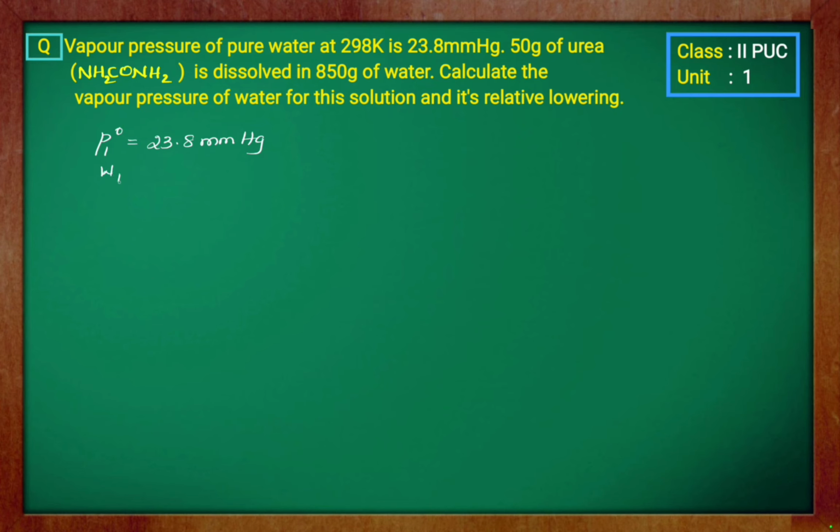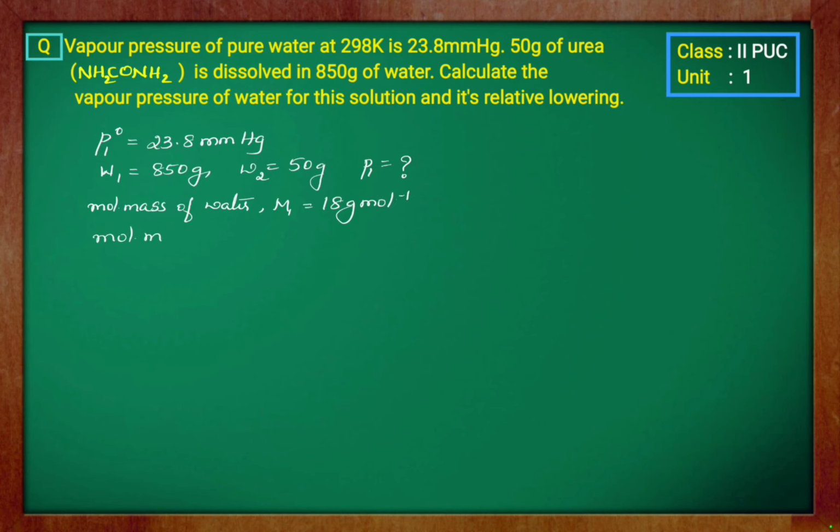They have given 50 gram of urea is dissolved in 850 gram of water. We have the weight of solvent, that's water, which is W1, 850 gram. Also the weight of solute, urea, is W2, equal to 50 gram. We need to calculate the vapor pressure of water, that is P1, and also the relative lowering of vapor pressure. Now let us write down the molar mass of water. Molar mass of water, which is the solvent, is M1, that is 18 grams per mole.